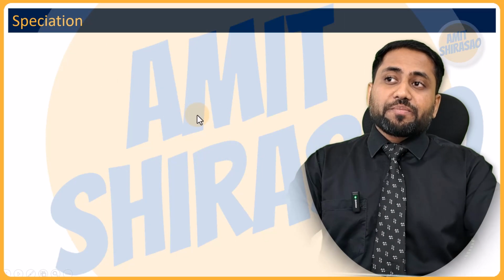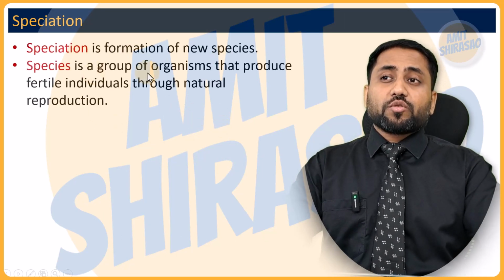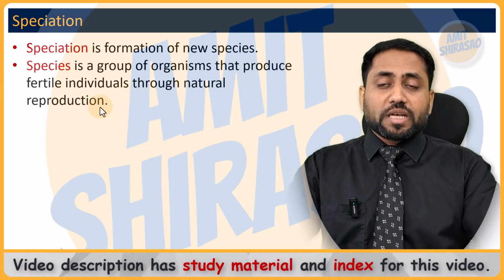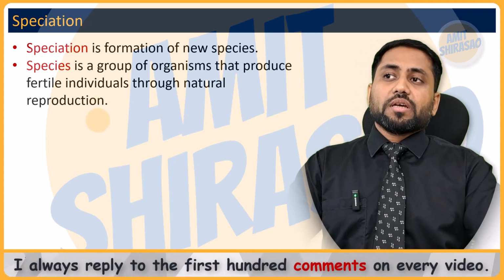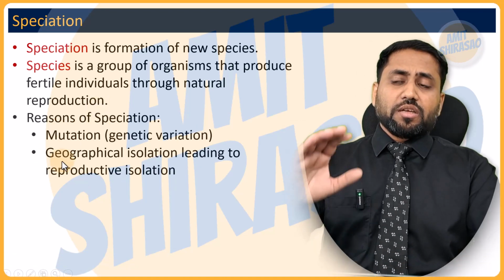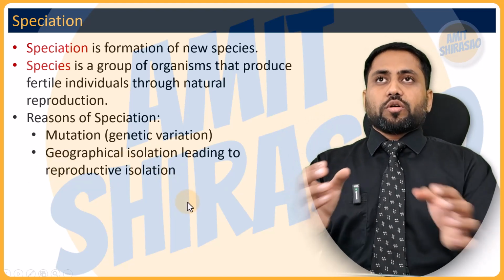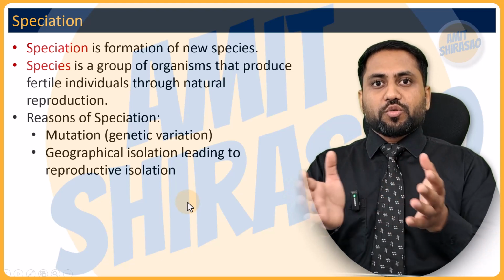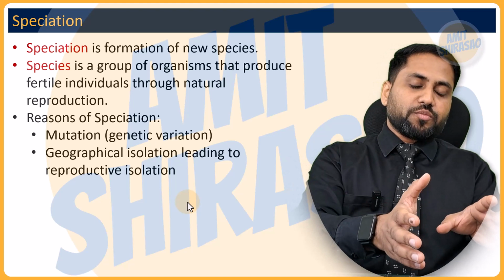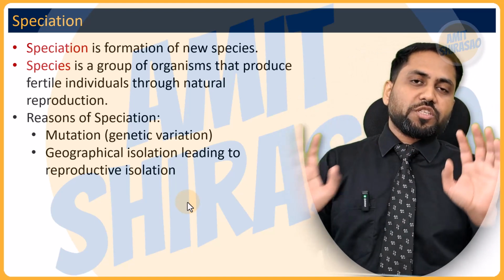Speciation. What is speciation? Speciation is the formation of new species. Species are a group of organisms that produce fertile individuals through natural reproduction. Reasons of speciation are mutation, that is genetic variation, and geographical isolation leading to reproductive isolation. So if one species is not able to reproduce in a common pool, one pool is reproducing separately, another pool is reproducing separately, then they will develop separately. They will evolve into two different species over time.